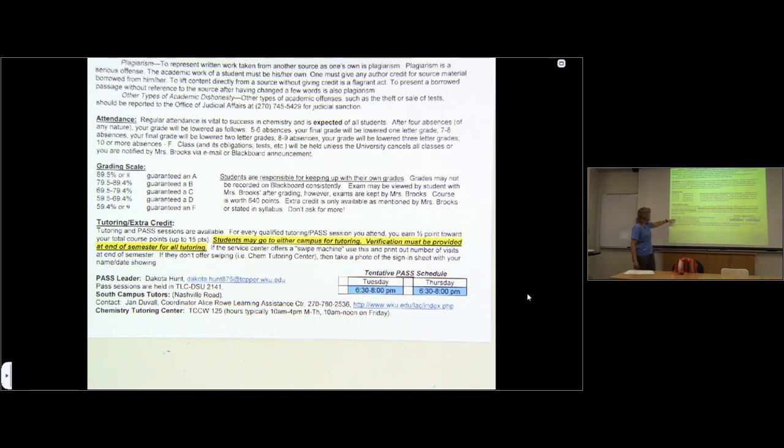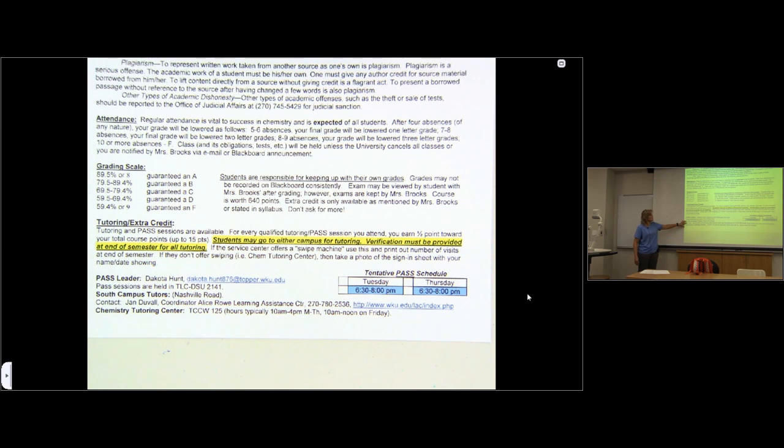And we have a pass leader, and our pass leader is Dakota. Dakota will be here on Wednesday. You'll get to meet him in both classes. He has had the class before. He made an A in the class. Excellent student. He is going to hold sessions with you. You do not have to attend the sessions. They are for your benefit only. They are not required. And he's going to hold these sessions on Tuesday and Thursday. The tentative times are listed here. I'll change that if it needs to be.